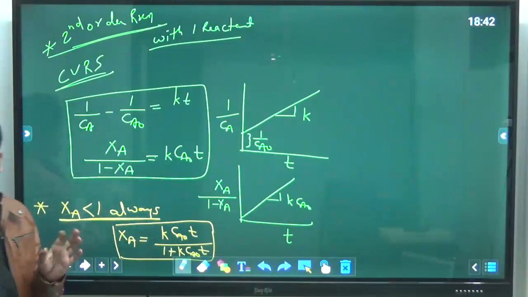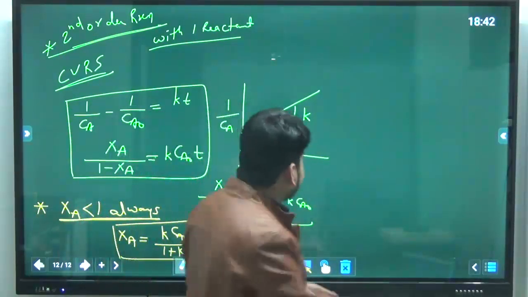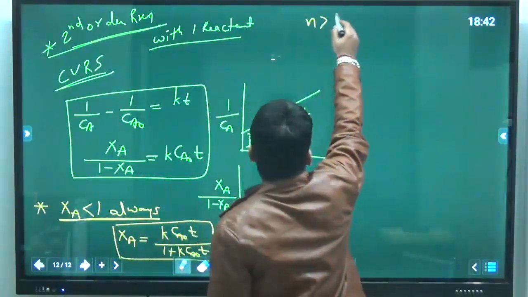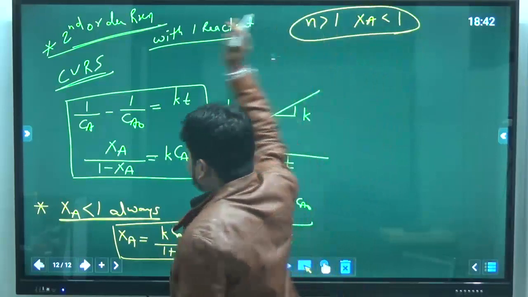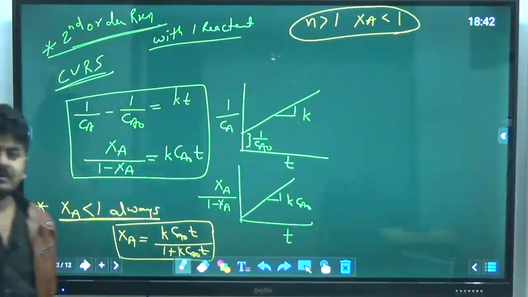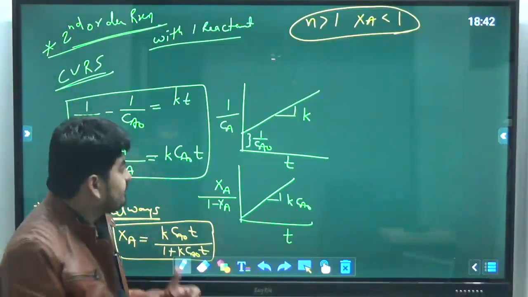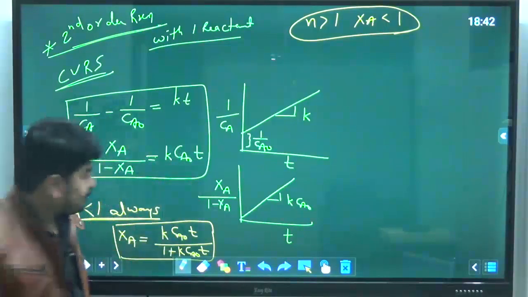So it should be clear in your mind that for all orders of reaction greater than 1, Xa will be less than 1 always. No chance to get 100% conversion, even theoretically, let alone practically. Okay? So this should be clear to all of you.